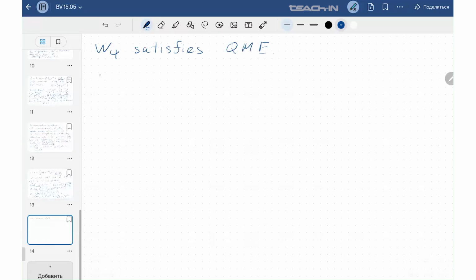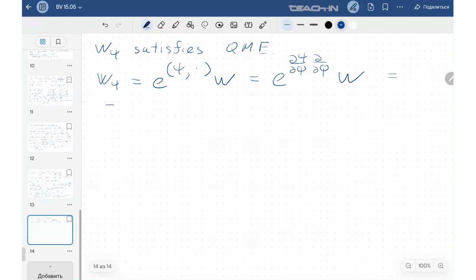In fact, the easy way to check it is to observe that W_psi is nothing but the exponential of the following vector field, bracket with psi, acting on W, right? Because psi depends only on fields, so this is precisely the exponential of d psi over d phi, d over d phi star, acting on W, and this is of course nothing but W of phi and phi star plus d psi over d phi, right? That's a simple computation. And then it's again a simple computation to check that delta commutes with this operator.